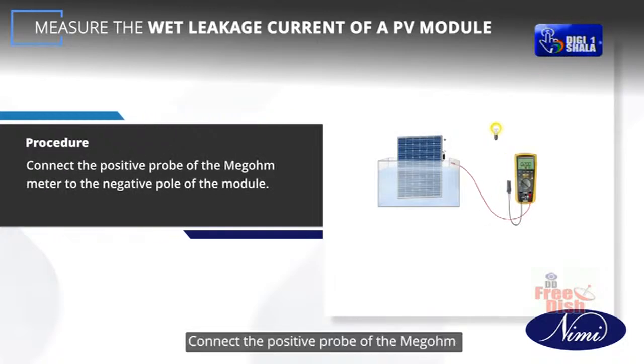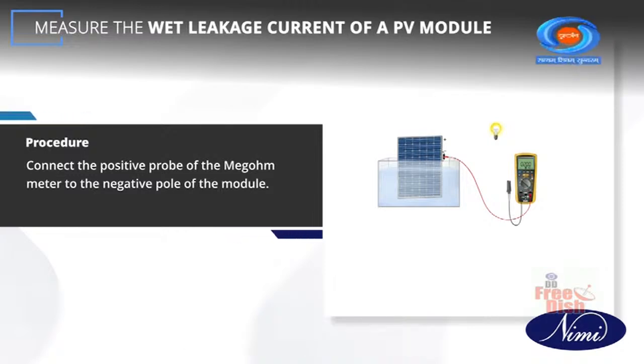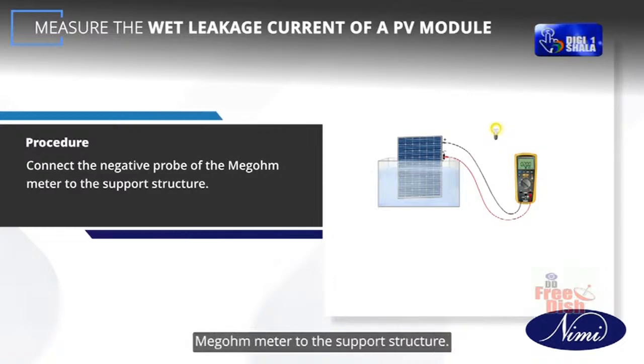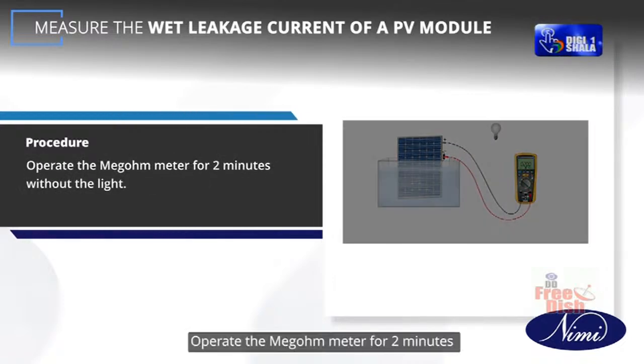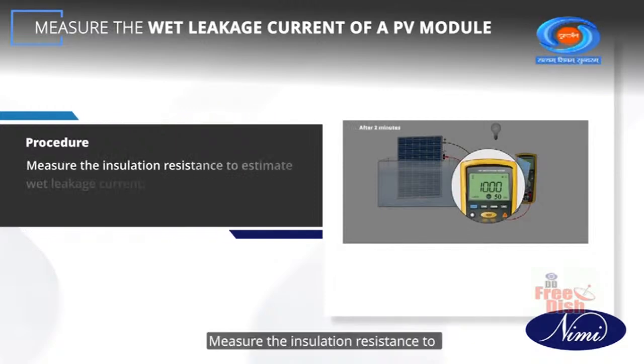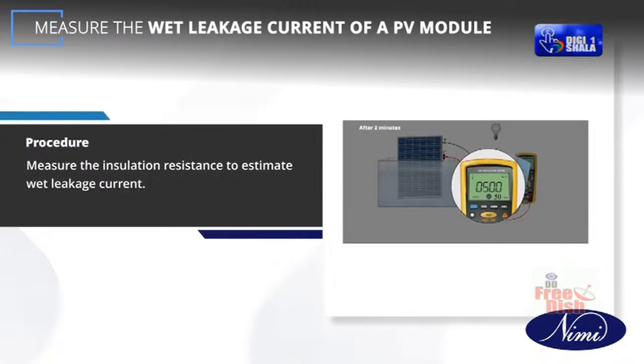Connect the positive probe of the megohmmeter to the negative pole of the module. Connect the negative probe of the megohmmeter to the support structure. Operate the megohmmeter for 2 minutes without the light. Measure the insulation resistance to estimate wet leakage current.